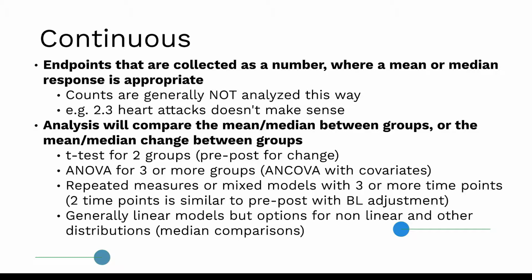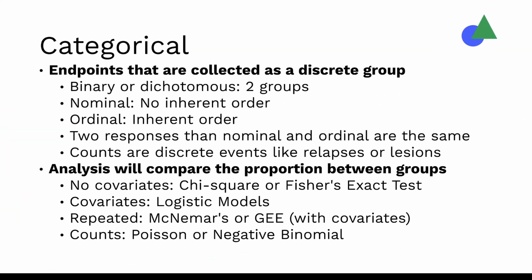When you move into 3 or more groups, or if you have combination therapies, if you're looking at factorial designs, then you would use an ANOVA. If you have covariates, it would be an ANCOVA. If you have multiple time points, you would be looking at a repeated measures or mixed models with 3 or more time points. When you're looking at continuous outcomes, you're generally looking at a linear model, but there are plenty of options for nonlinear and other distributions when you're looking at median comparisons or if you want to get into the assessment of counts. For the categorical methods, these endpoints are collected as a discrete group.